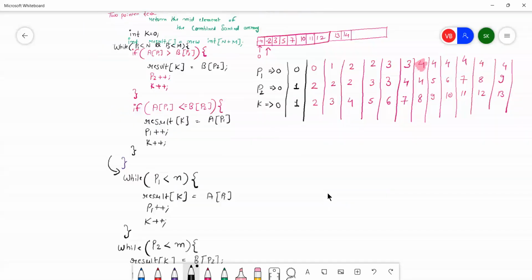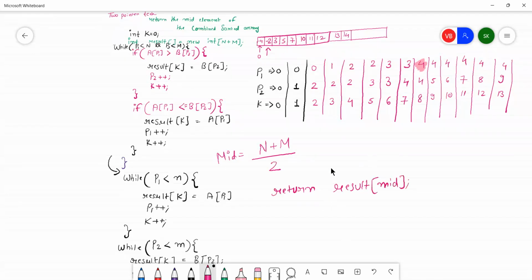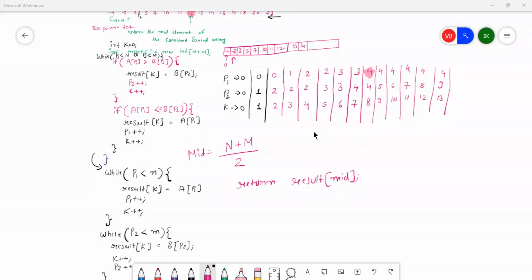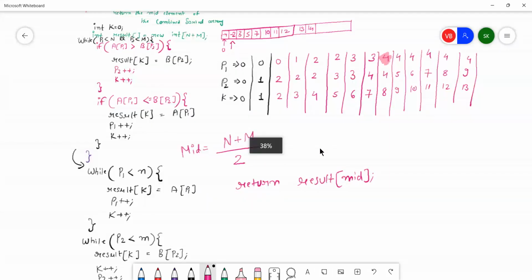Okay, that's great. Now finding the mid element is not tough. You have your n, you have your m, divided by 2 will give you the middle index. And then you can return the answer as result of the middle element. Yes, everyone is clear now? Everyone, are you clear? How are we doing the stuff?